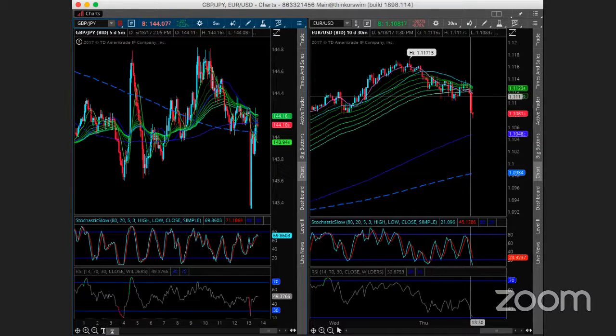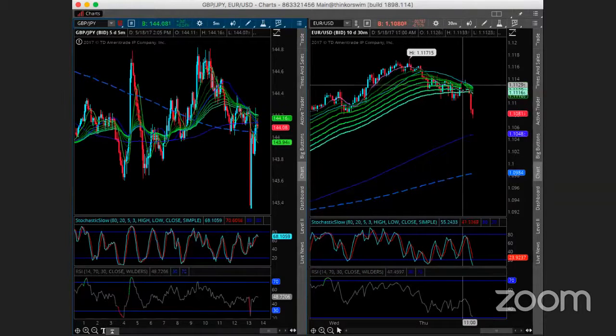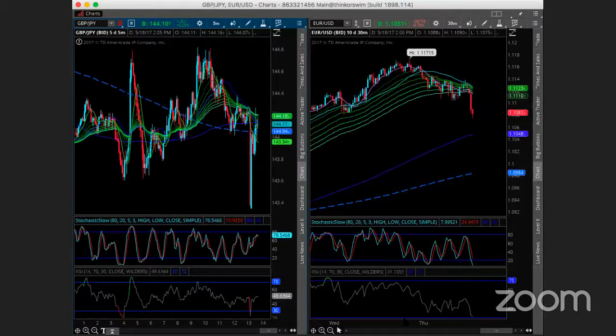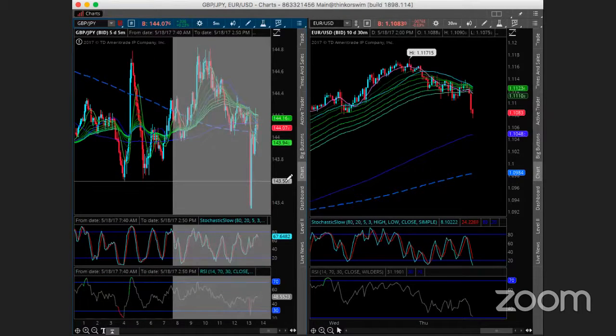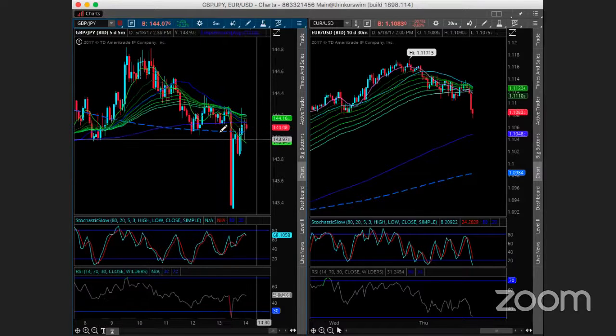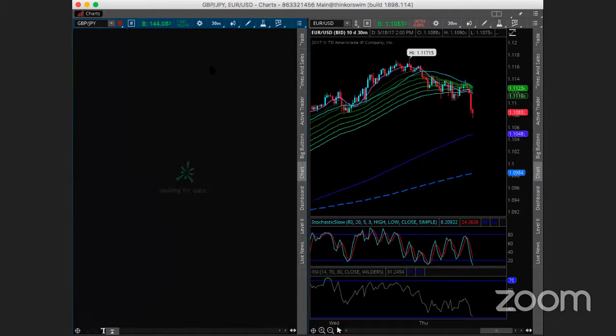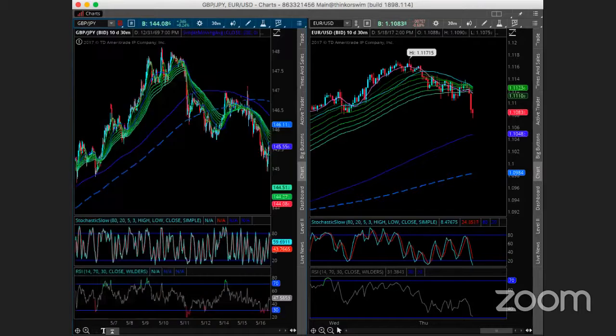So Euro finally broke down. We were playing that on the short side this morning. I don't know if some of my guys are still in it. So for the sake of time, let's go through the trade we did in the room here today, and then I'll give you the background and we'll talk about the model.